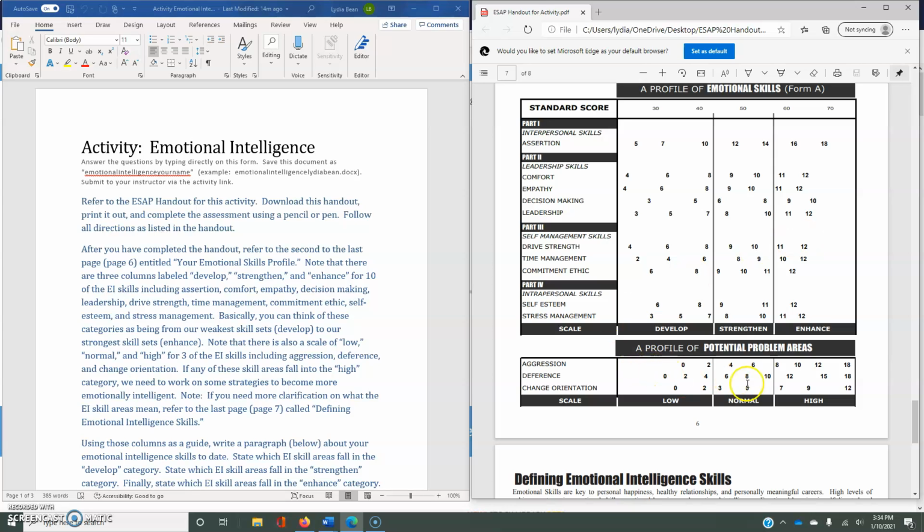When it comes to low, normal, and high for these 3 particular categories, you want to strive to have them in the normal and low range, not in the high, because high signals a threat and that we definitely need to do something about it.